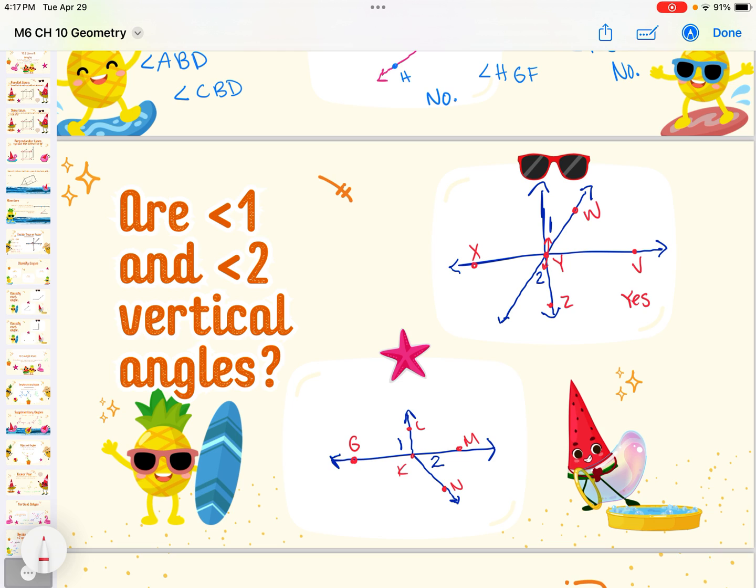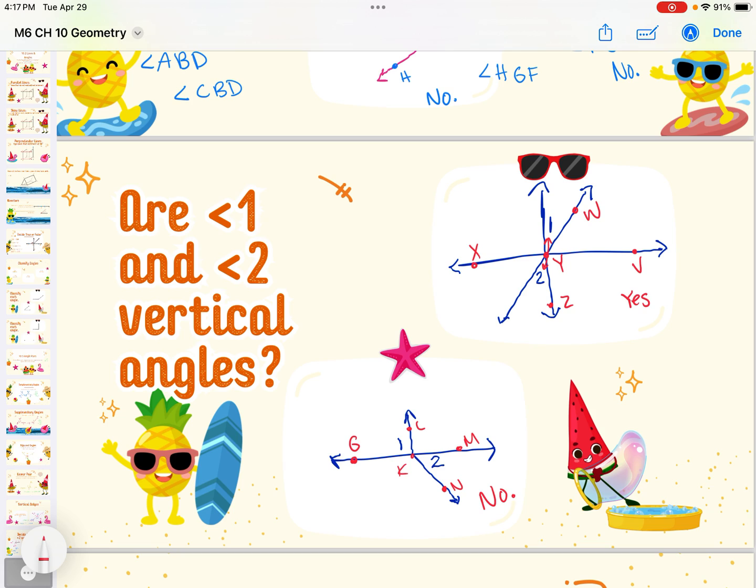So remember, to be vertical angles, they must be formed by two intersecting lines, and they must be across from each other and congruent. So 1 and 2, while they're across from each other, they're not congruent. So these ones are not vertical angles. Okay.